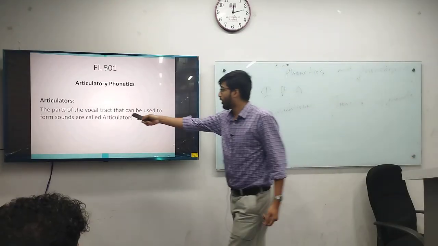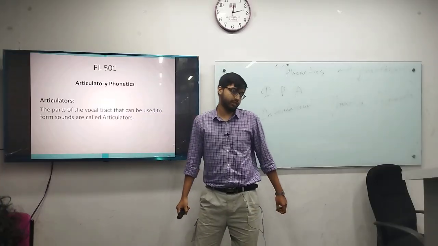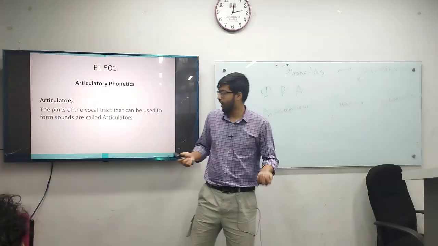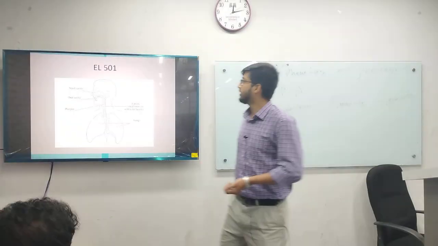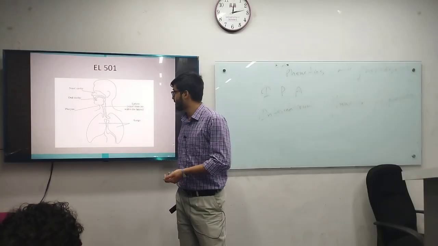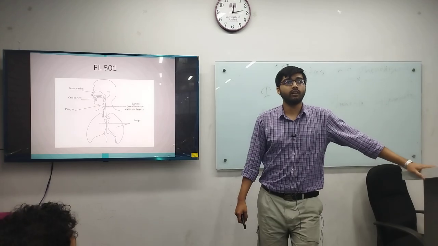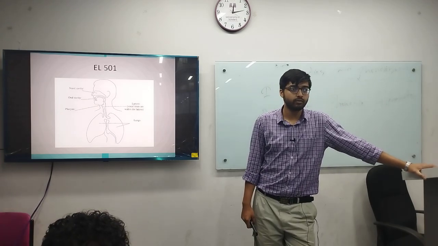So, the vocal tract that can be used to form, that means formulate. Form means pronounce, produce. The organs used for the production of sounds are called articulators. Let's see, these are some articulators. Well, let me warn you for one thing.